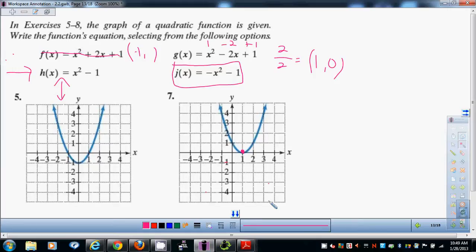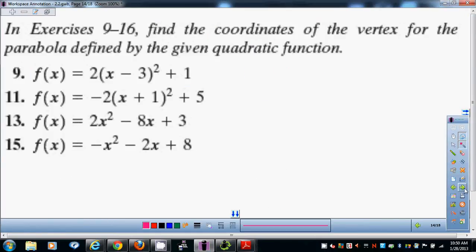So, that being said, let's just hop right in. Oh, it didn't even ask us for that yet. Find the coordinates of the vertex. Let's start on 13 and 15. Number 13, how do I find my x value?